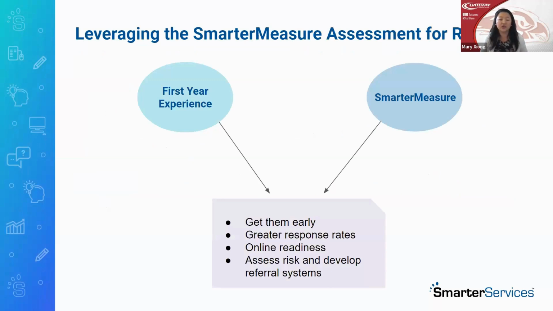So as you can see, the way we were able to leverage Smarter Measures for retention was getting them earlier on, understanding where they were at earlier on. We had greater response rates. We were also able to assess their online readiness, which Smarter Measures does for us successfully. And we were also able to assess the risk and develop referral systems. So by implementing it within the first year experience, many of our students took it as an assignment with a reflection, and within that reflection, instructors were able to think about what do we need to refer them to? How else can I help them?